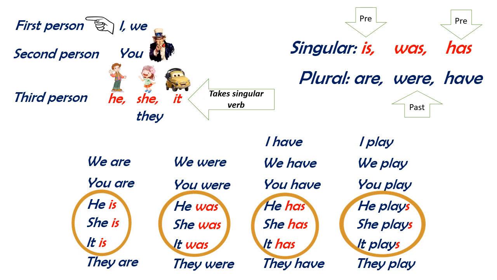Now there are two exceptions. The first person pronoun I takes the verbs am and was. I am, I was. Other than this, it takes only the plural verb. Don't worry now. If you remember only this, it's enough. Third person singular pronouns, that is he, she and it alone take singular verbs.